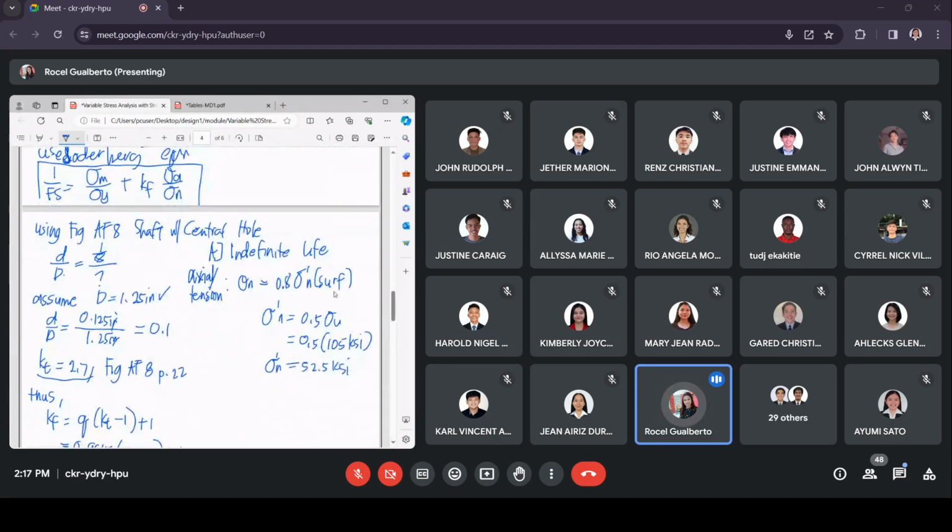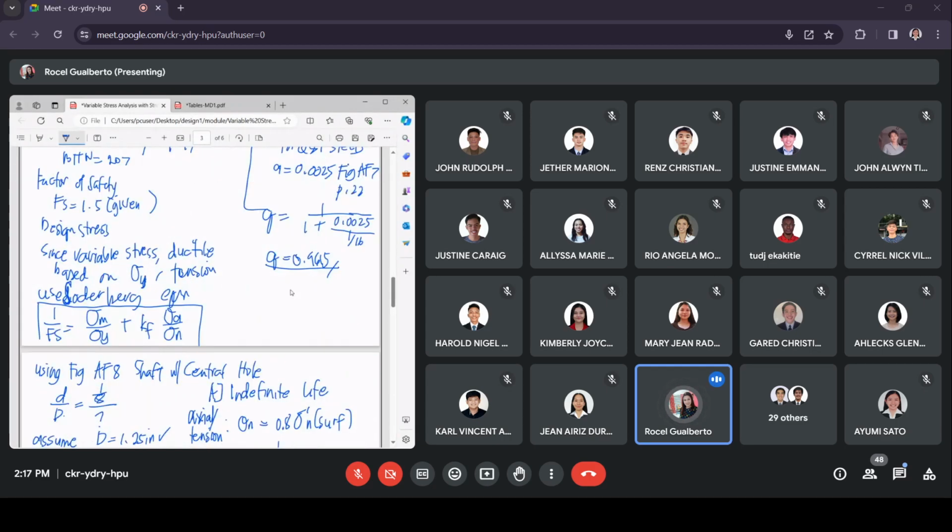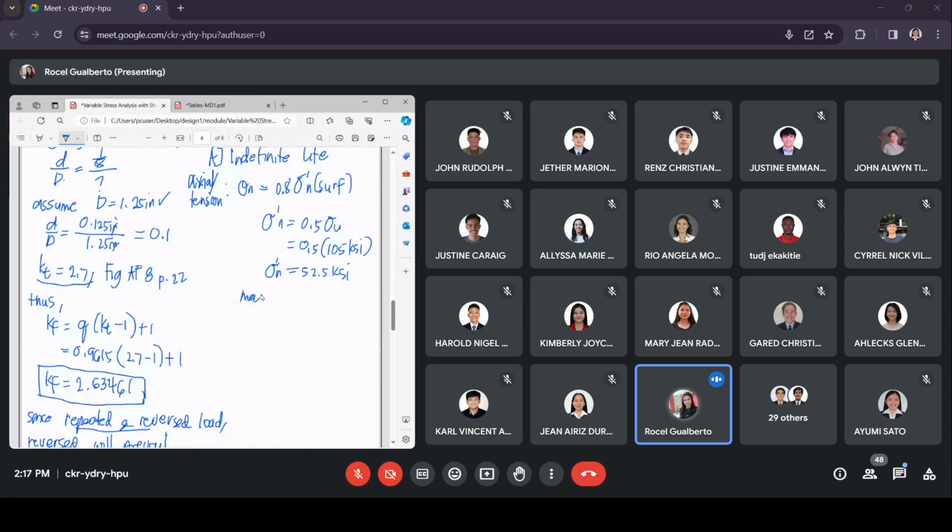For the surface factor, you have to know the type of surface. So, you go back to the problem. It is indicated here, it is machined from AISI 2330. So, the type of surface is machined. So, where can we obtain the surface factor? What particular figure will be used for the surface factor? Yes, Von? AF5 po, ma'am. Correct. We use figure AF5.